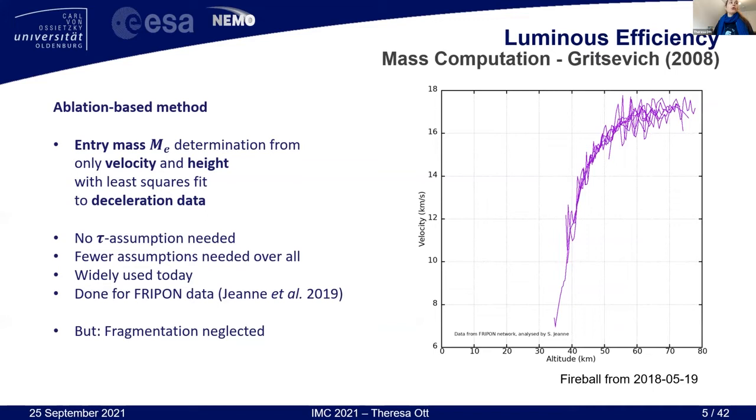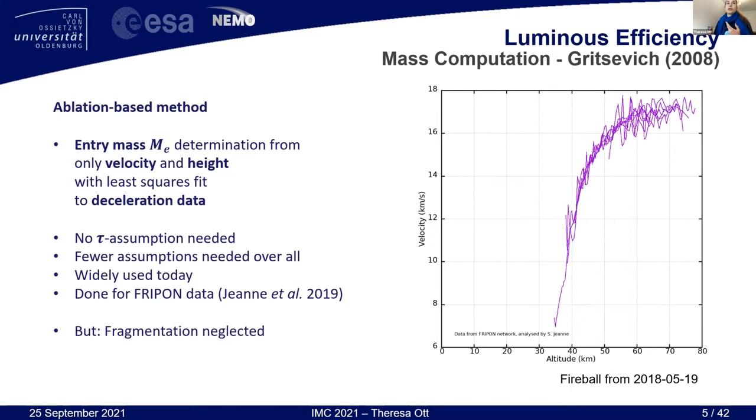A different method to calculate the mass of an entering object would be the ablation method. Here we can have a look at the deceleration data of a recording, so the velocity over the height, as you can see on the right side here, and calculate the entry mass. For this, we do not need any assumption for the luminous efficiency, and overall there are fewer assumptions needed as well. This is actually what the FRIPON data does.